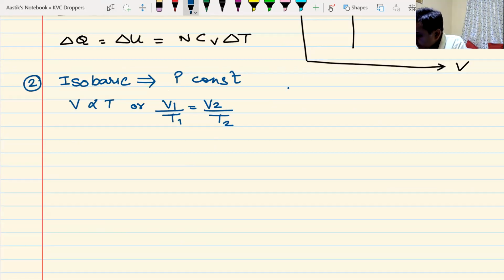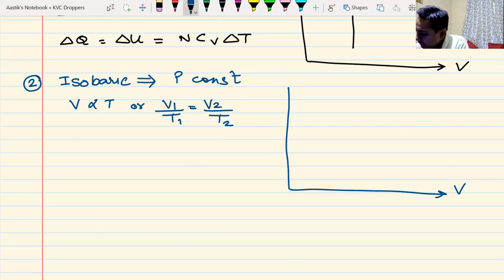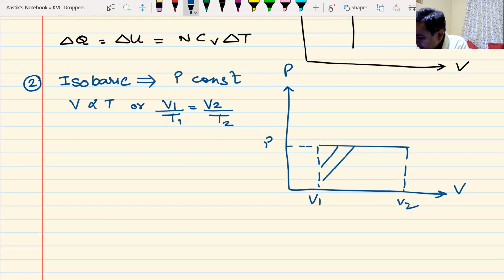in this process, if I draw the PV graph, this is V, this is P. Pressure is constant, so the PV graph looks like this. Pressure remains P, but volume changes from V1 to V2. And this area gives you the work done. Yes or no?